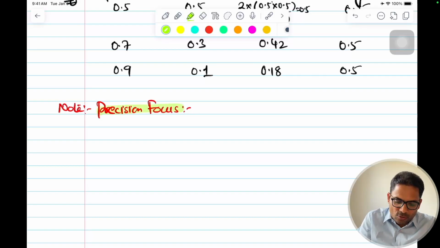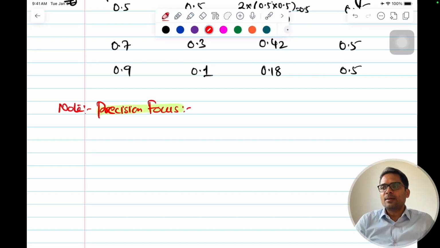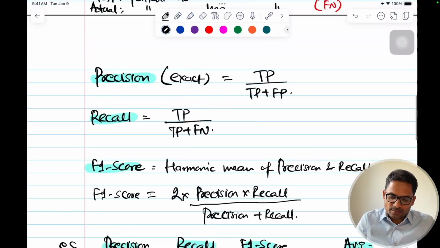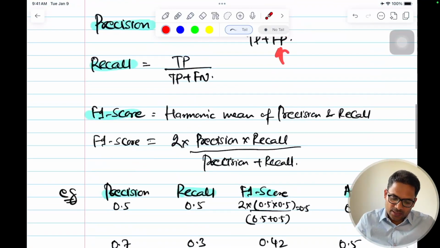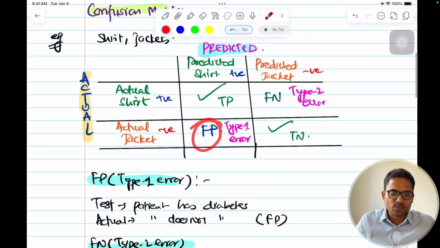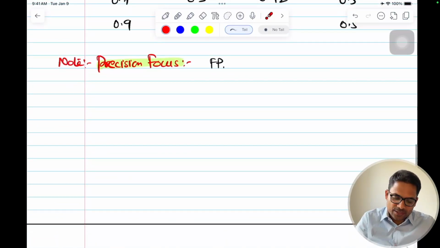Whenever the cost of making false positives is very high, because that's what precision captures. The true positives are the same, but the cost of making false positives is very high. Then this is the error we are making, right? So when the cost of making a false positive is very high, in that case precision should be the focus.